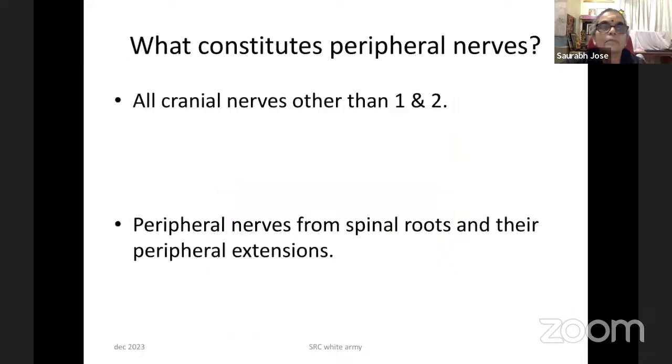So, what constitutes the peripheral nerves? All of us know that all the cranial nerves other than olfactory and optic. Olfactory and optic nerves are considered as extension of the brain. These two nerves have the myelin from the oligodendroglia, whereas other cranial nerves have Schwann cell myelin. So nerves which have the myelin formed from the Schwann cell form the peripheral nerves. That is all cranial nerves other than 1 and 2, and peripheral nerves from all the spinal roots and their peripheral extensions.